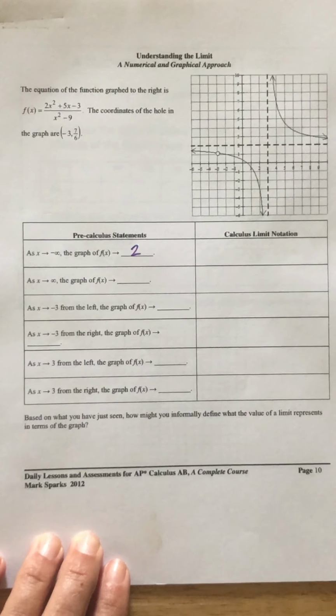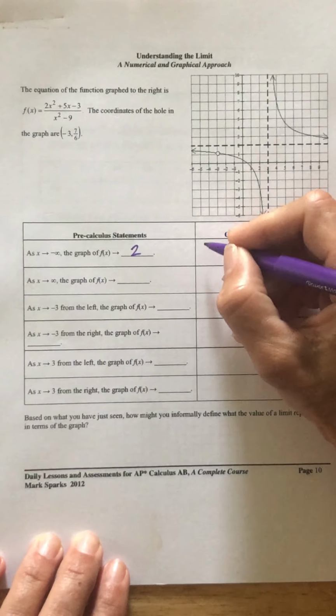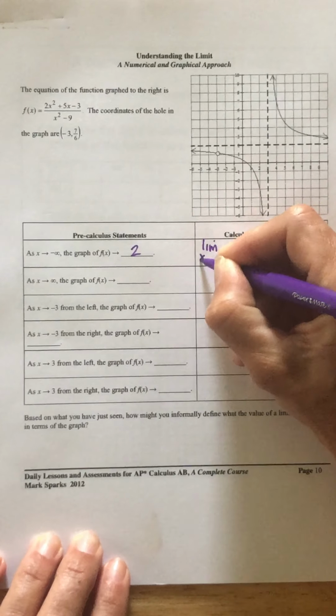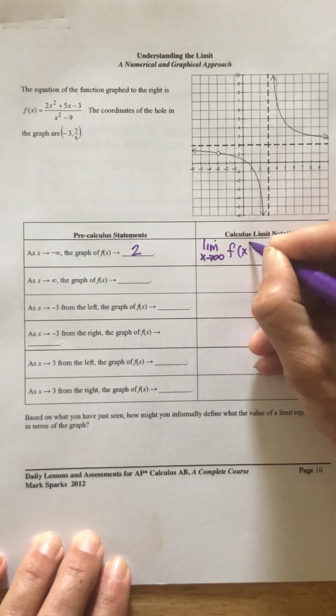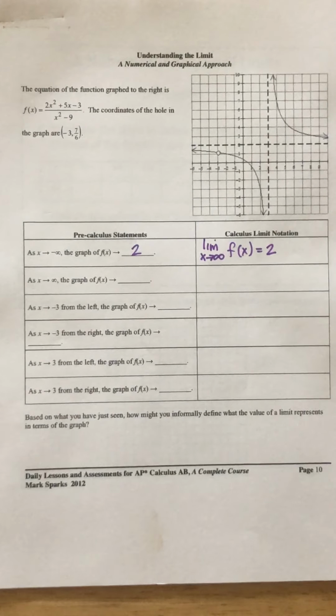Now, to turn it into calc notation, we're not going to say it like this. We're going to apply limits in there. So it's going to look like this. The limit as x approaches infinity of f of x is equal to 2. So that's how you're going to see it written next year. Okay, and we did a little bit of this this year, so it shouldn't really be a big stretch.